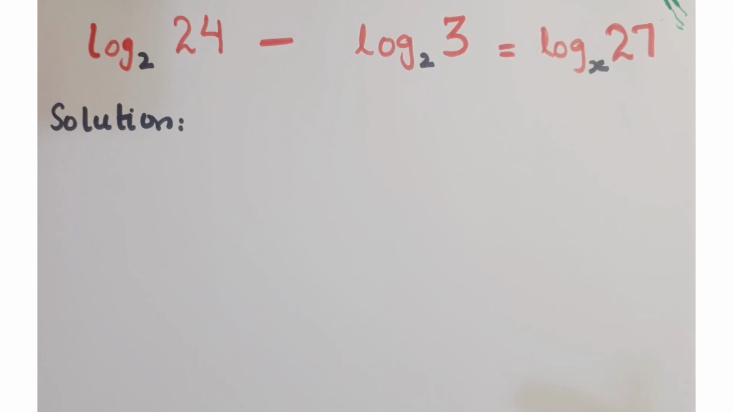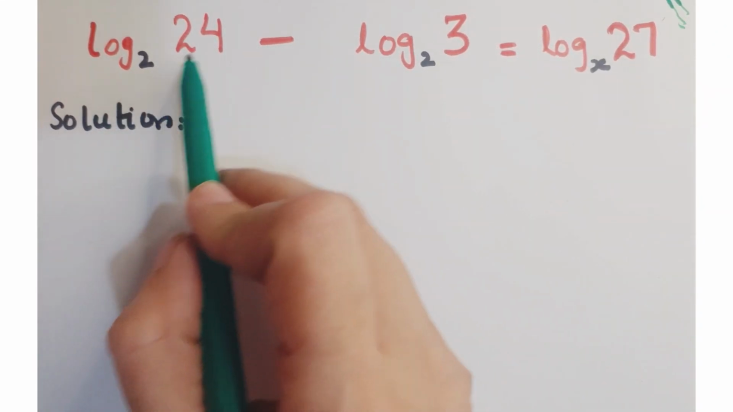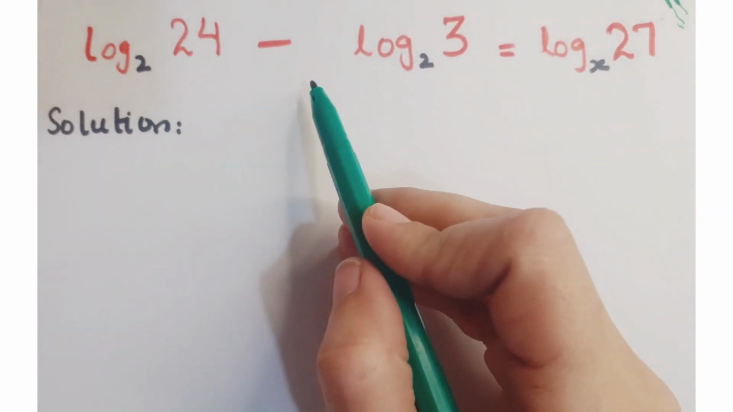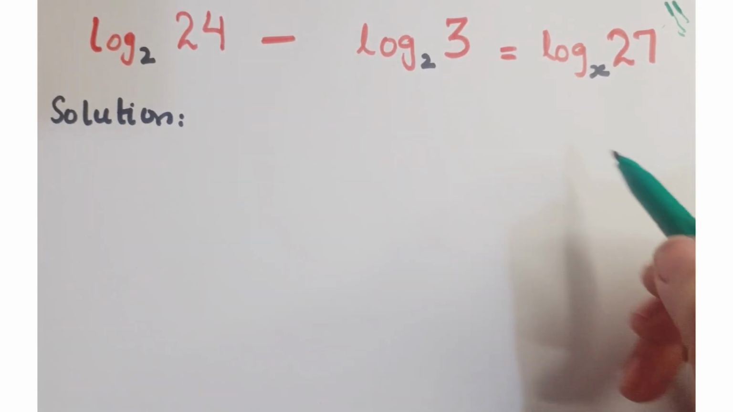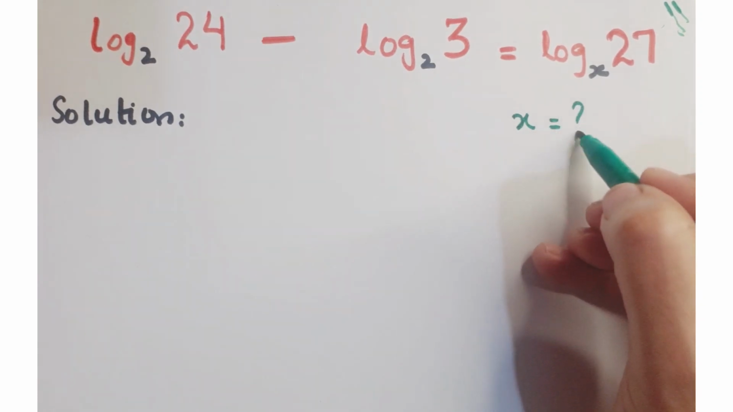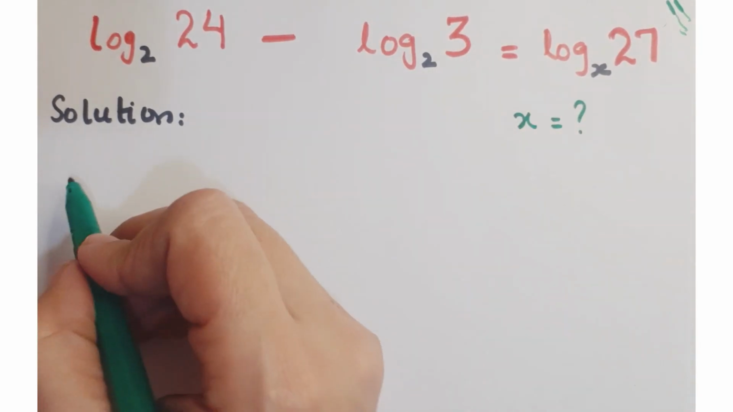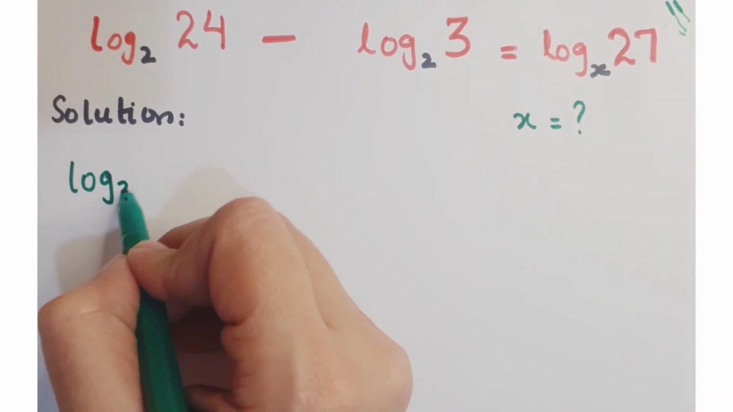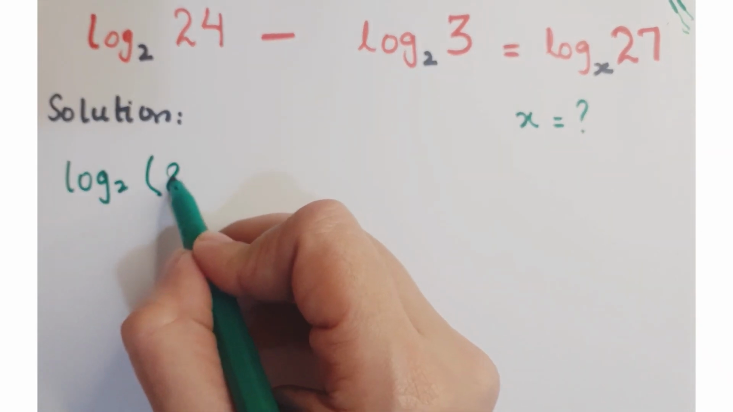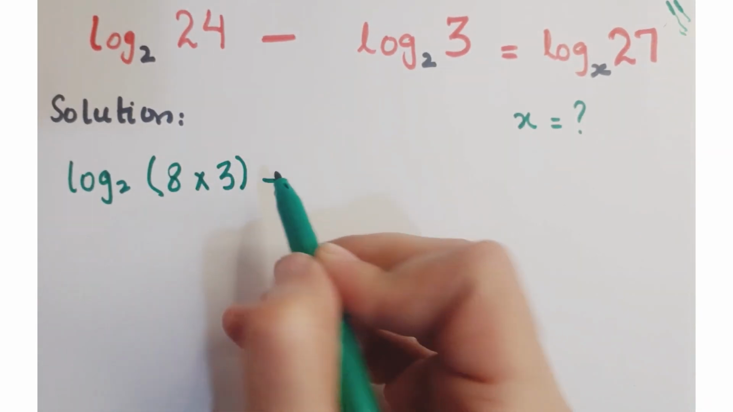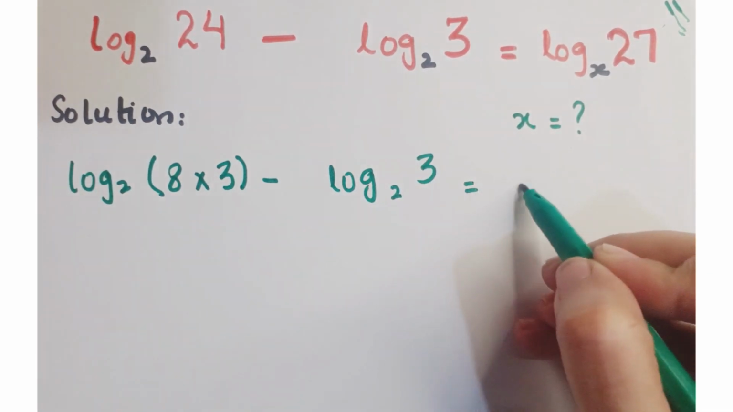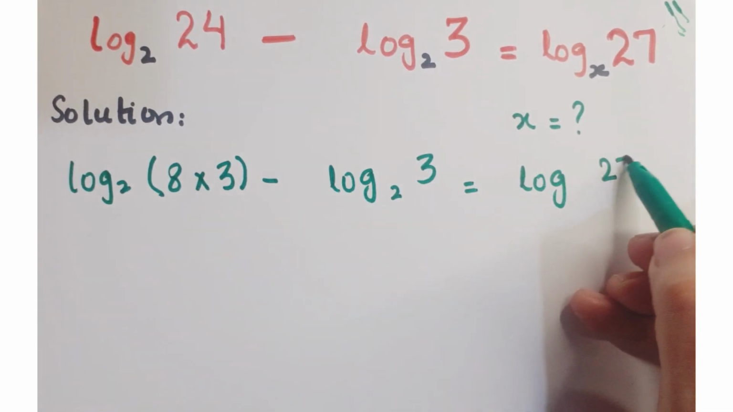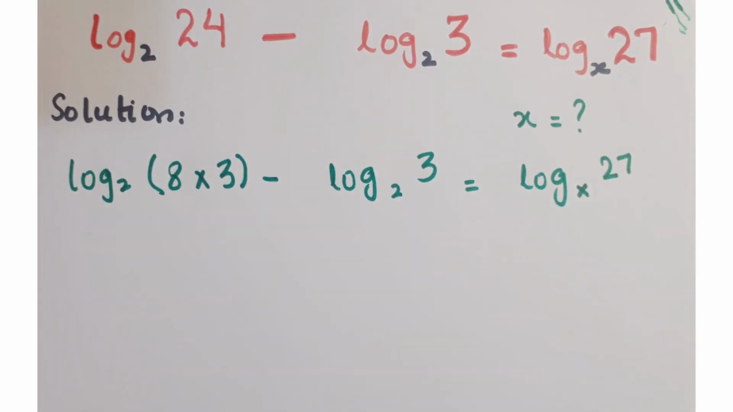Hi guys, look at this question. The question is log of 24 to the base 2 minus log of 3 to the base 2 is equal to log of x to the base 27, and we have to find the value of x. First of all, just write this 24 as 8 into 3, minus log of 3 to the base 2 is equal to log of 27 to the base x.